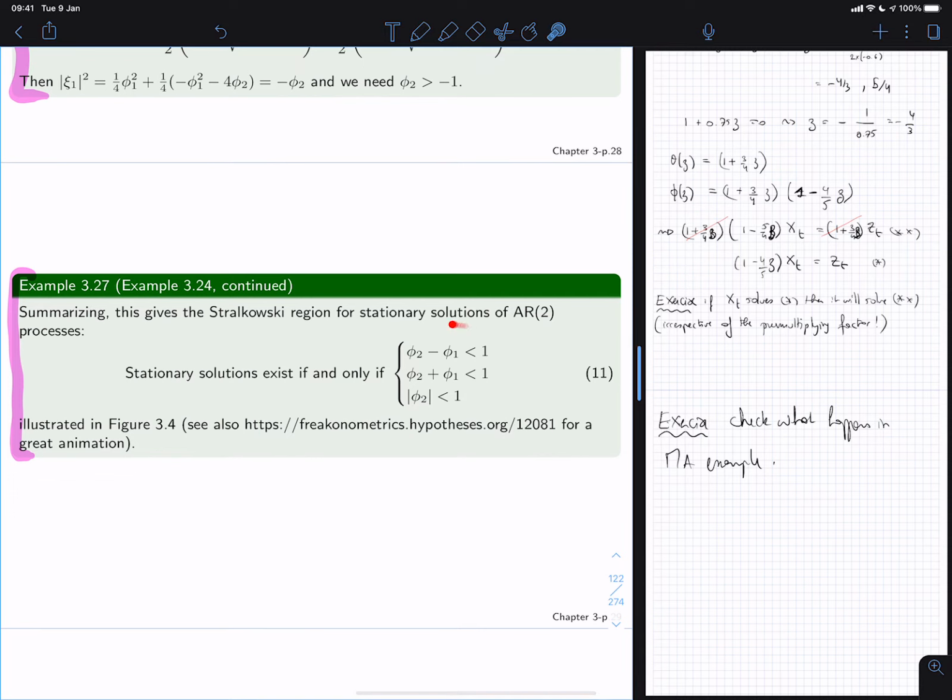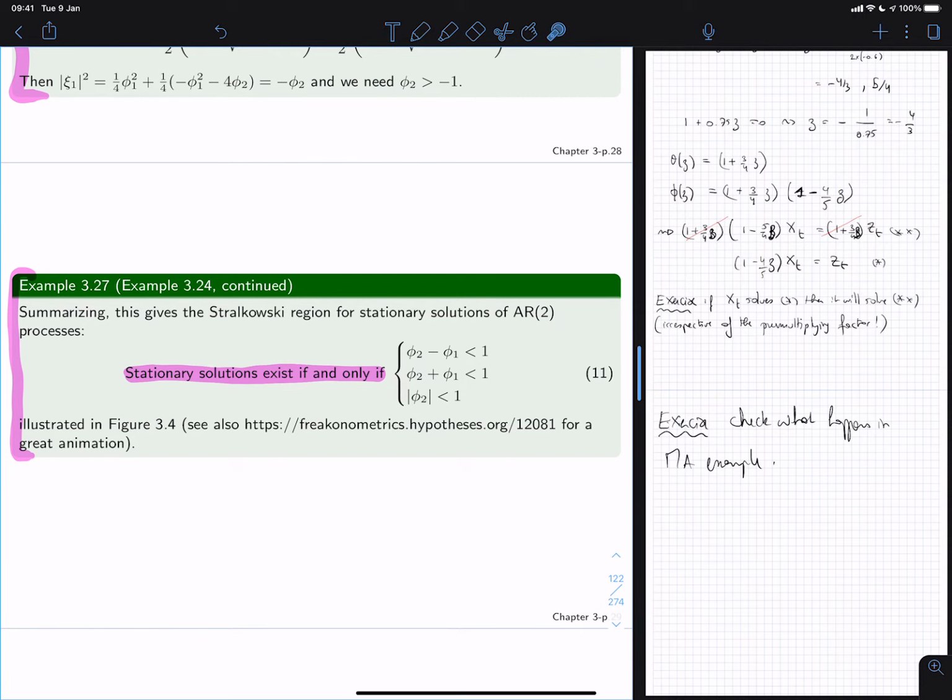to cut a long story short, it depends on the positions of phi1 and phi2, and it's a rather boring exercise, but you get stationary solutions if and only if these 3 conditions are satisfied: phi2 has to be less than 1 plus phi1, phi1 has to be less than 1 minus phi2, and phi2 has to be between minus 1 and 1.